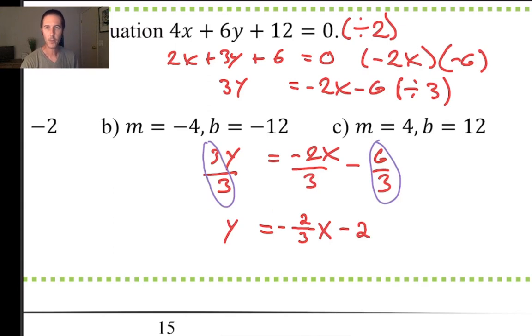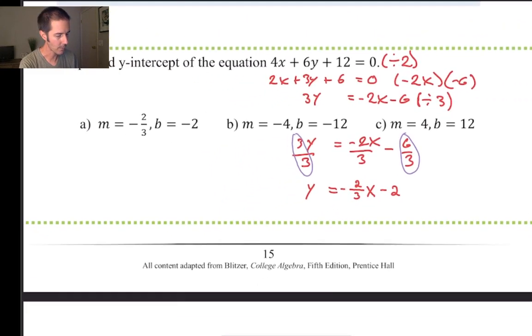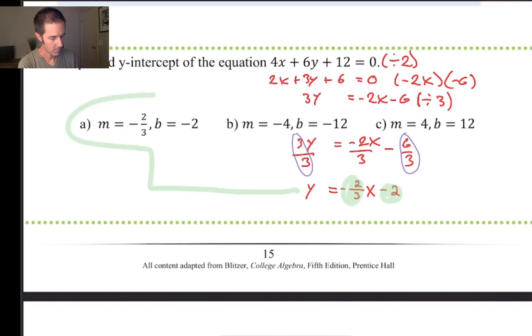I've only put the equation for the line into slope-intercept form so that we could more easily identify the slope and the y-intercept. Our slope is most definitely negative 2/3, and the y-intercept happens at negative 2. And there we go. We've got our answer. It's A. Nice job.